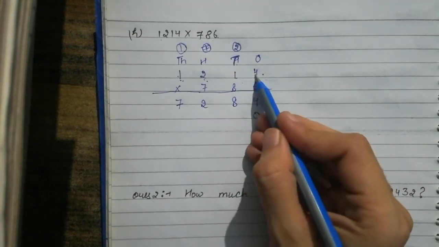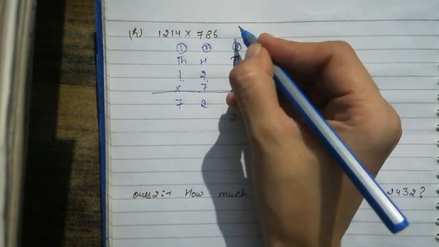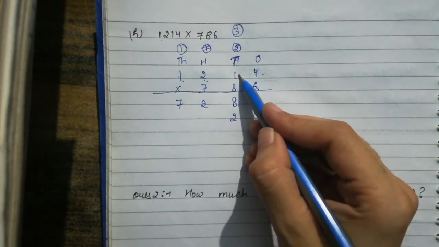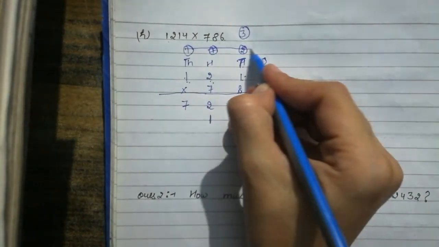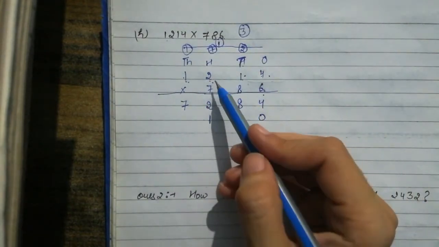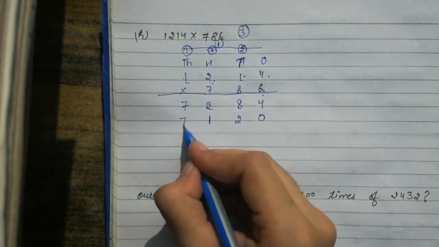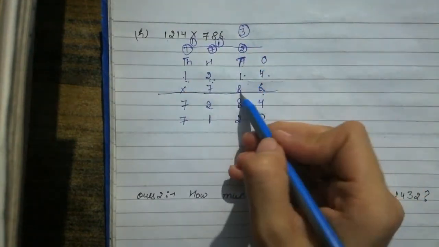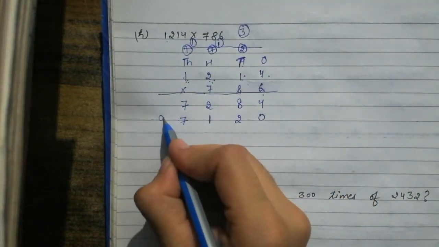Now multiply: 8 fours are 32. Carry 3. 8 ones are 8. 8 and 3, 11. Carry 1. 8 twos are 16. 16 and 1, 17. So write down 7 here and 1 will go to carry. 8 ones are 8. 8 and 1, 9.